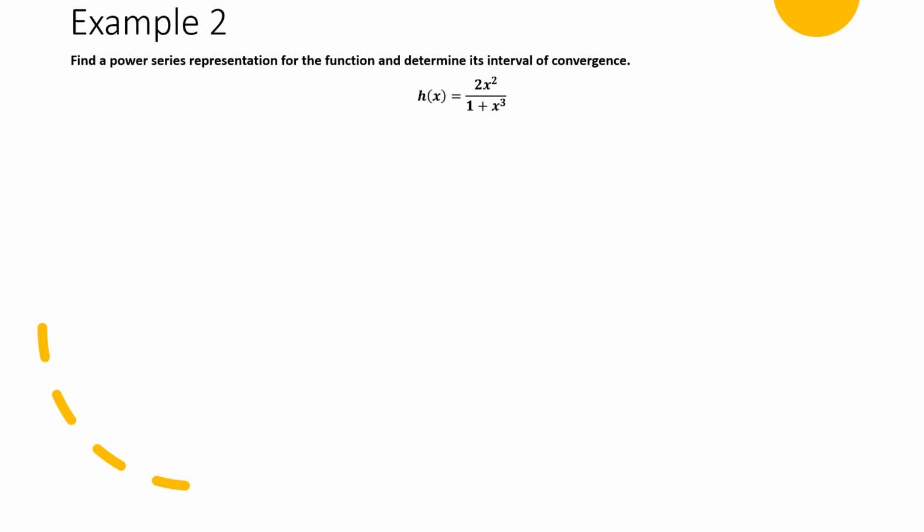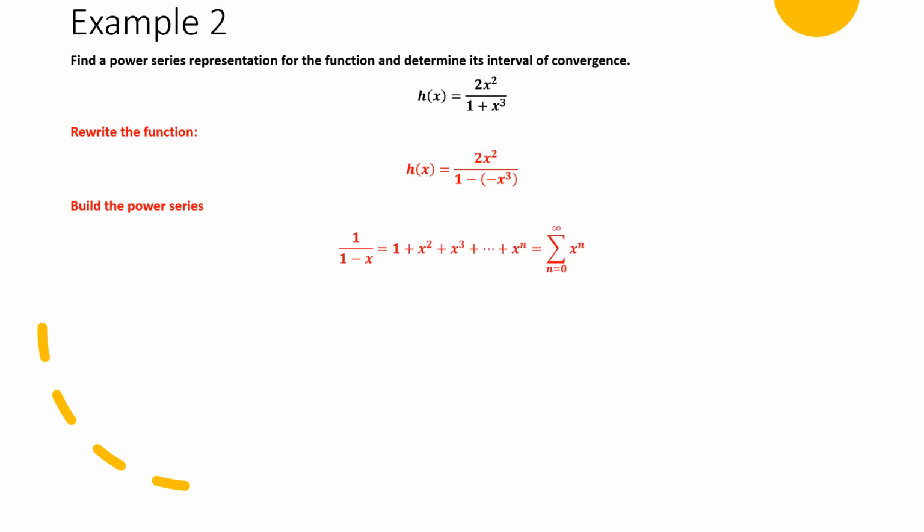All right, so example 2, we're going to do the same thing. Again, I'm going to rewrite this function as something over 1 minus something else, and in this case it's negative x cubed. Then again, I'm going to build my series starting with my known. So I'm going to start with 1 over 1 minus x, which is the sum from n equals 0 to infinity of x to the n. Then I'm going to change that x to be negative x cubed. So everywhere I see an x, I'm going to put negative x cubed.